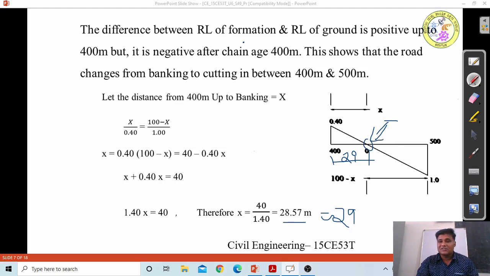So what is the chainage of the point where there is no cutting and no filling? This is 400 plus 29, that is equal to 429. So at 429 meter there is no cutting and there is no filling.